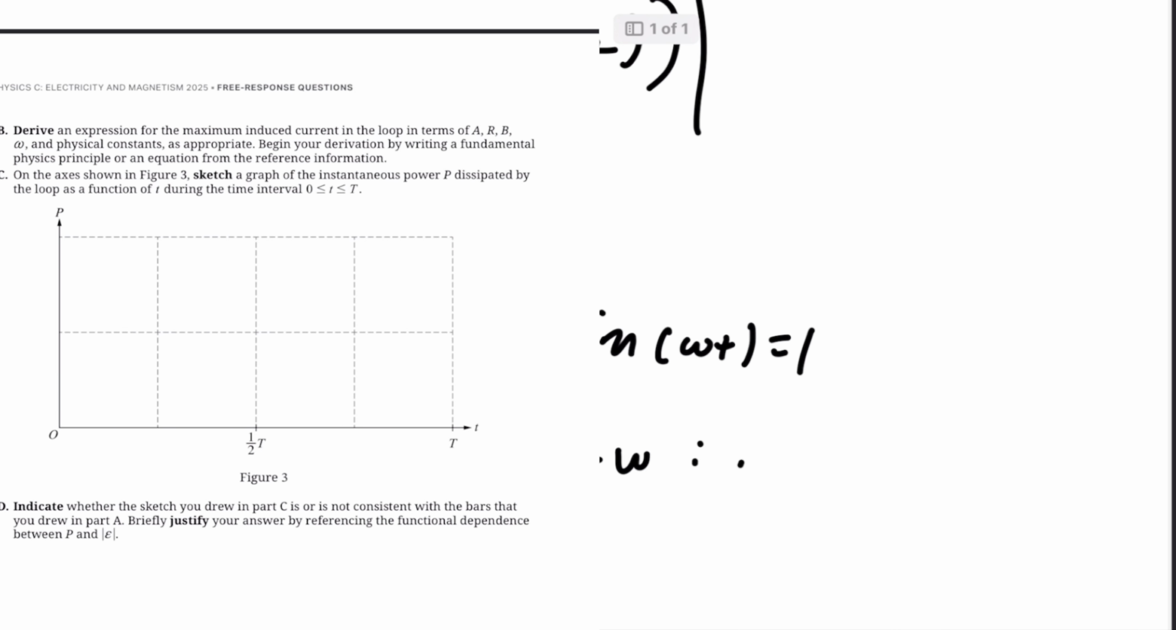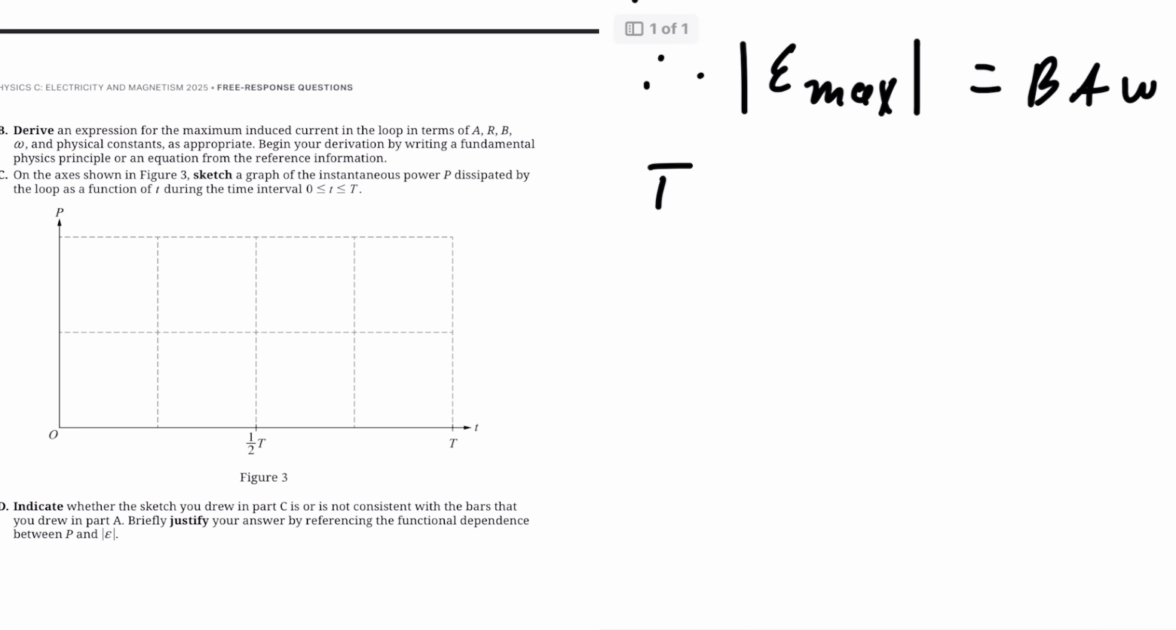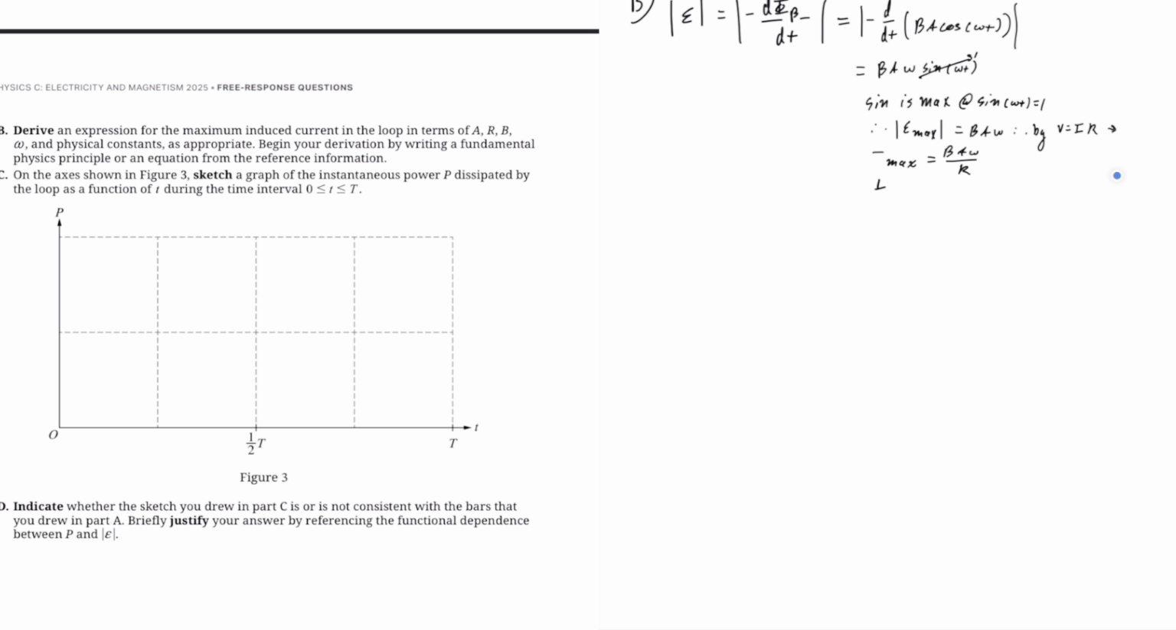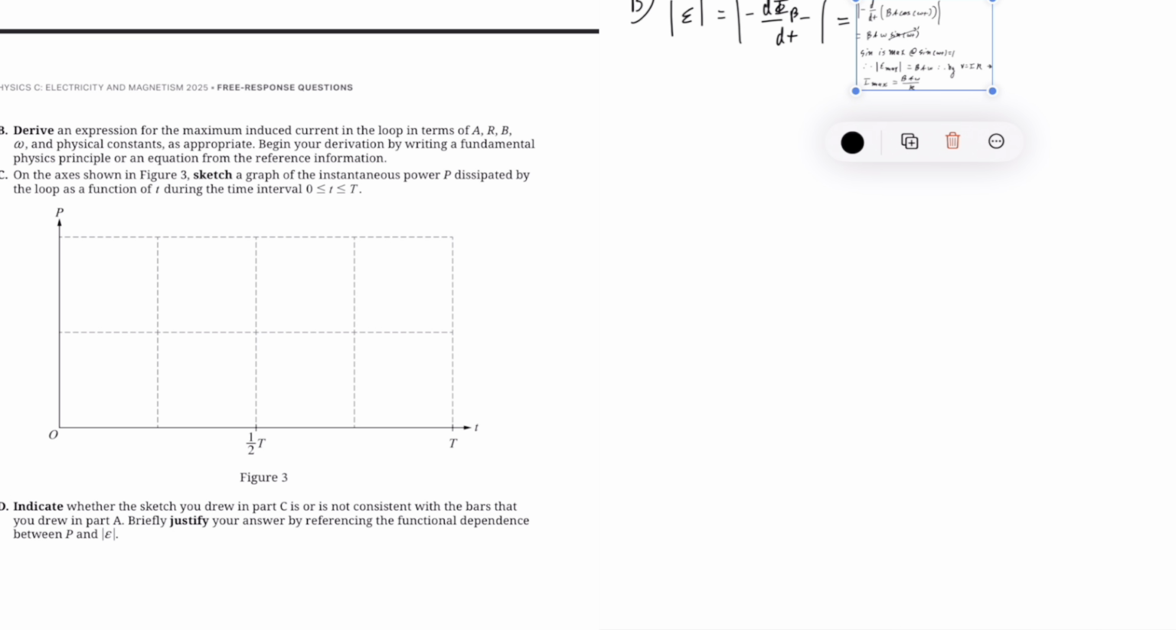Therefore, by Ohm's law, or you don't have to write by Ohm's law, you can just use V equals IR, I max is equal to BAW divided by R. Bang, done. I'm going to minimize this now because we have to do other problems. Oh my gosh, I left it behind. Hold on, go back. But hopefully that makes sense.